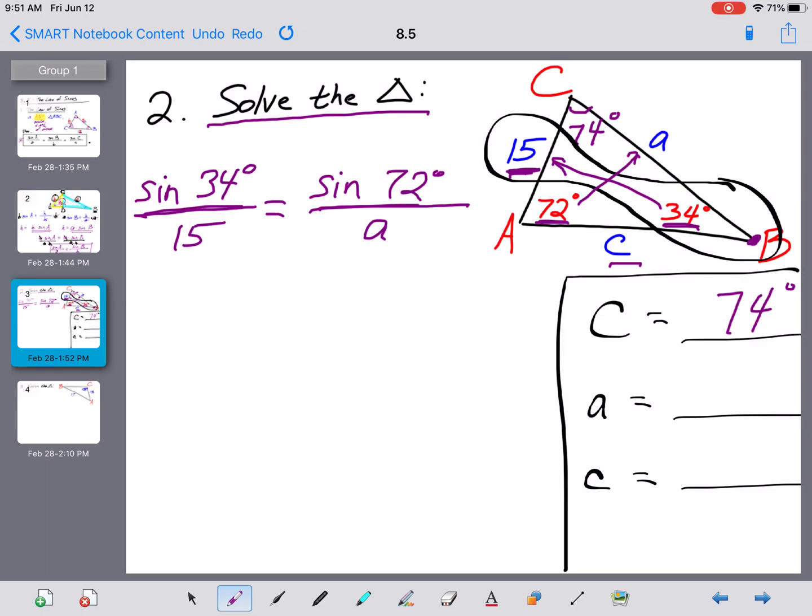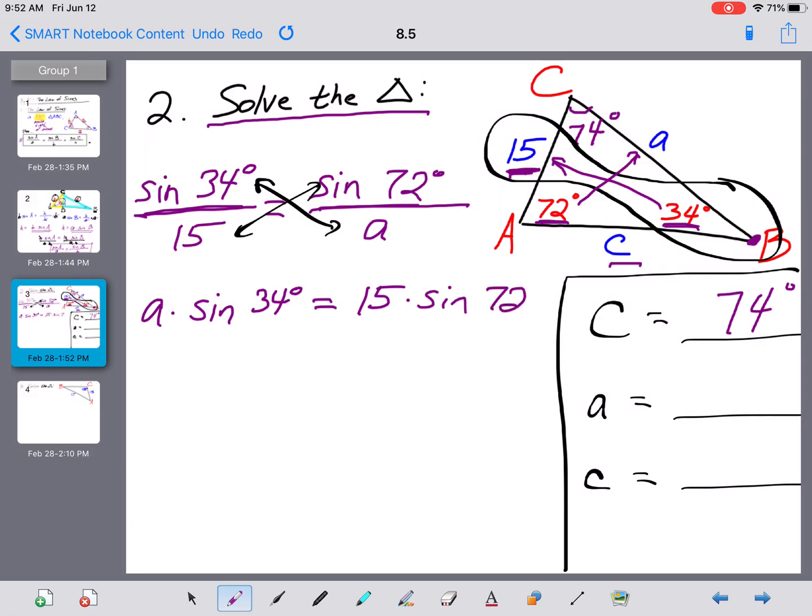It's a proportion, guys, a word we talked about at the beginning of chapter 7. Two ratios, or two fractions, set equal to each other. And the way we solve any proportion is we cross multiply. And those two cross products have to be equal to each other. So again, I always like to do the one with the variable first. The A gets multiplied now by the sine of 34 degrees. And that product is equal to the product of 15 times the sine of 72 degrees.